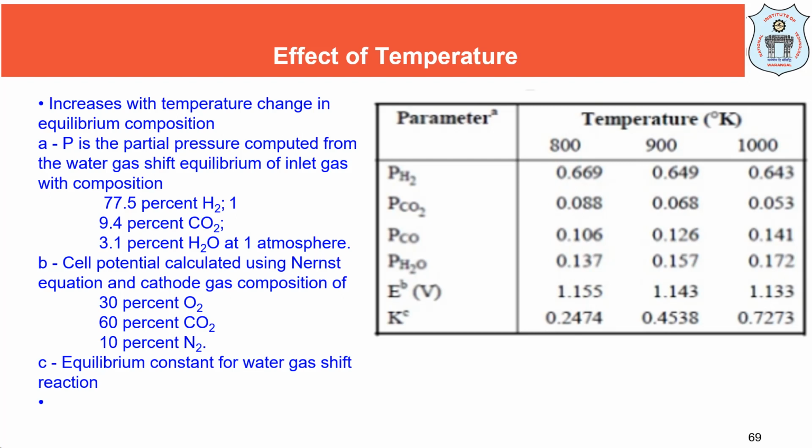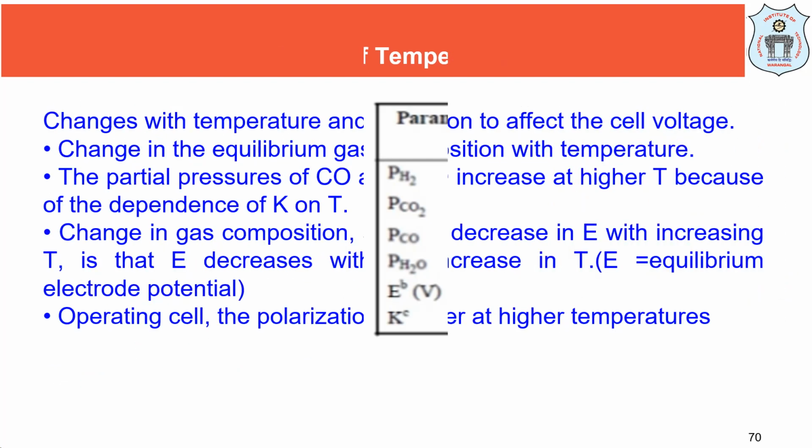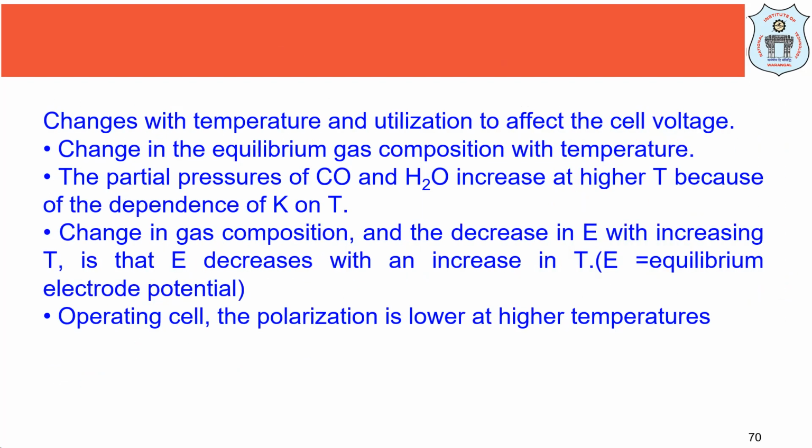This can be looked into in this table. Looking at this table, we will come to know how it changes when we increase the temperature from 800 to 1000 degrees Celsius. You can see that the voltage E is equal to 1.15 V at 800, but it goes down to 1.133 at 1000 degrees Celsius. That is, the voltage developed is decreasing. That is given here, you can go through it.